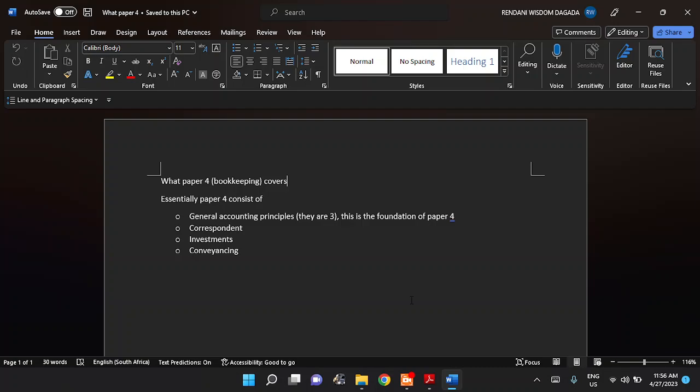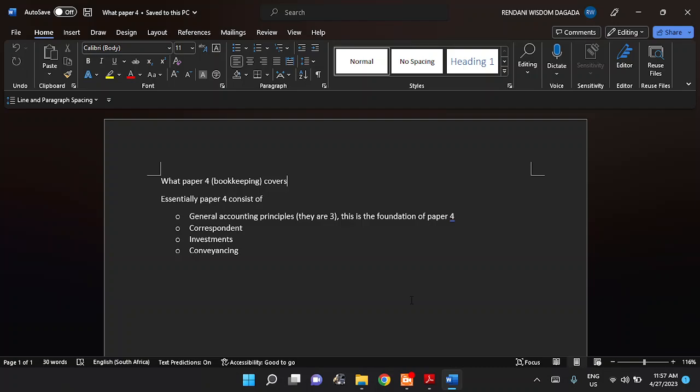The first one is the general accounting principles. Those principles are only 3. Number 1, it's payment and deposits. Number 2, it's double entry. And number 3, it's VAT. So those are the main principles of accounting that you need to know in preparation of Paper 4, followed by correspondent, instructing and instructed correspondent, then investments, which is very simple.